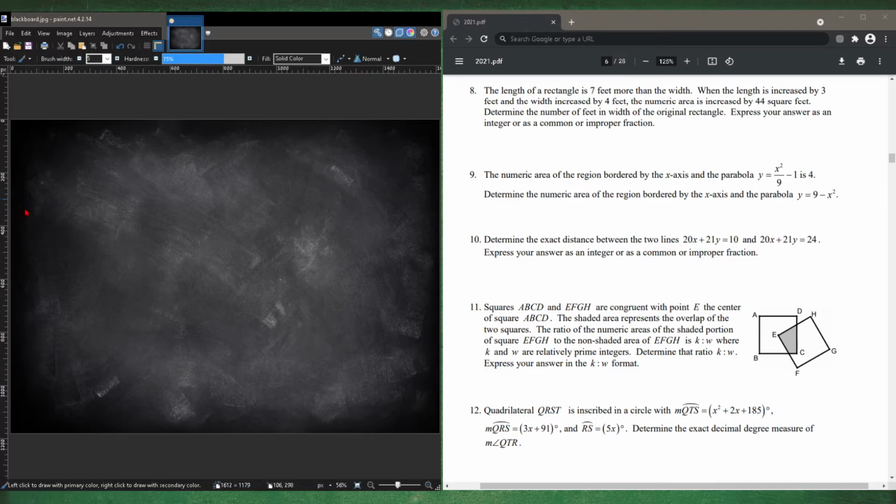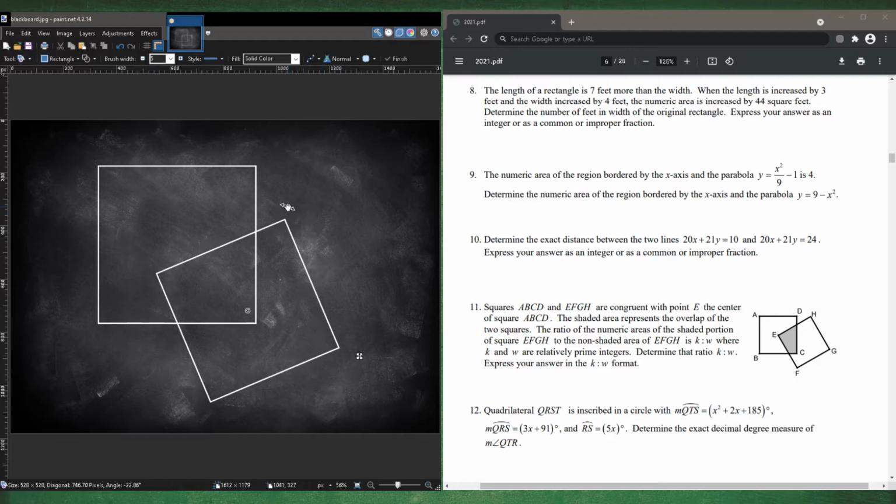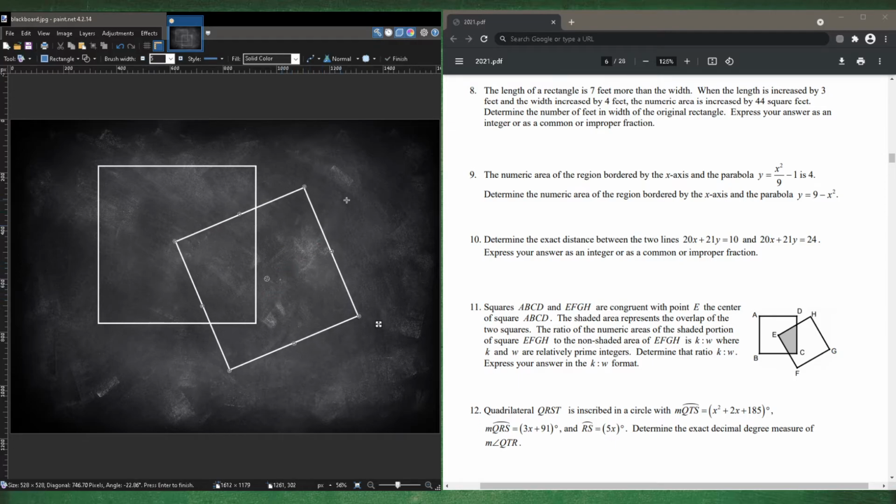Okay, so let's just draw this picture. And then we have another one. It's rotated this way. Okay. So we need to find the ratio between this shaded section to this non-shaded section.